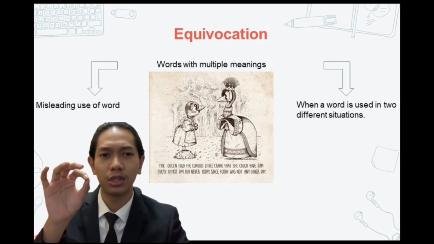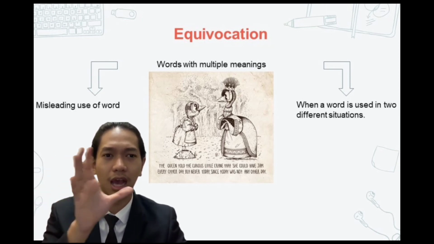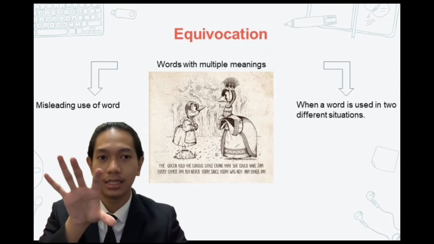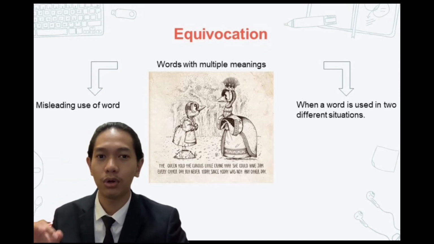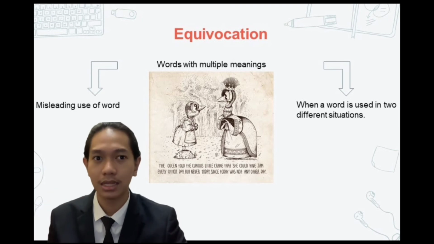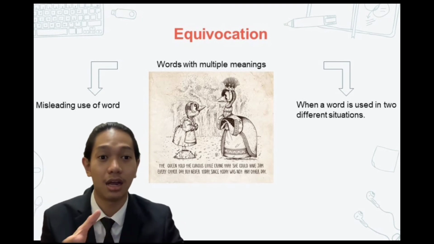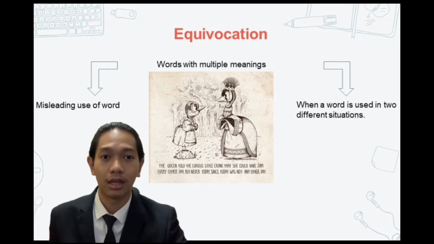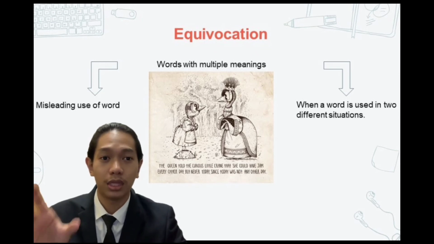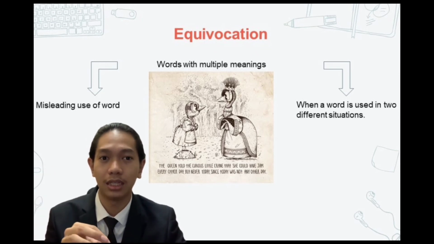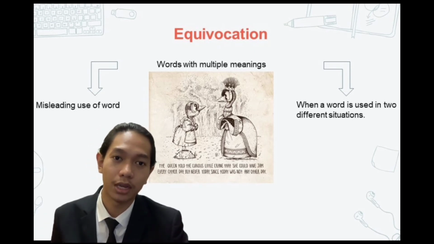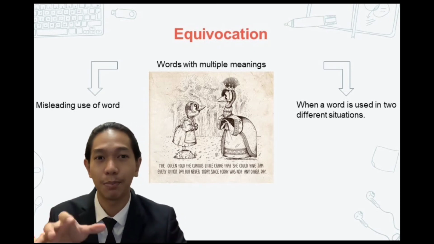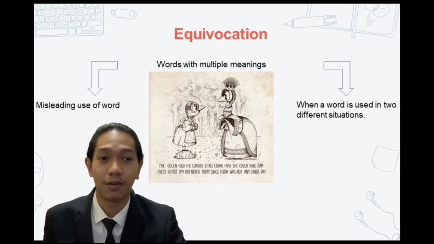They normally use it in two different senses in the argument, and such arguments are either invalid or they have a false premise, and in either case they are unsound. Also, equivocation is an ambiguity arising from a misleading use of a word. So that is the simple explanation for equivocation.